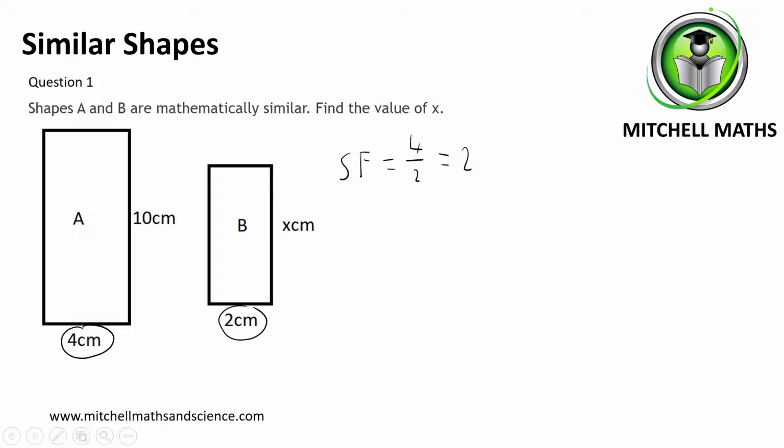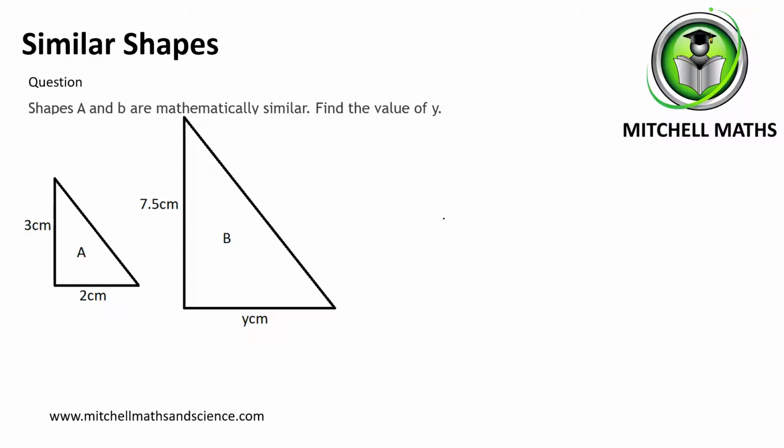Now, if we've got a scale factor of 2, what that means is that all the sides on shape A are going to be 2 times as big as all the sides on shape B. Therefore, if we know that shape A has a side of 10 centimetres, in order to find the same side on shape B, we're going to need to divide by 2. 10 divided by 2 is 5 centimetres, which is x.